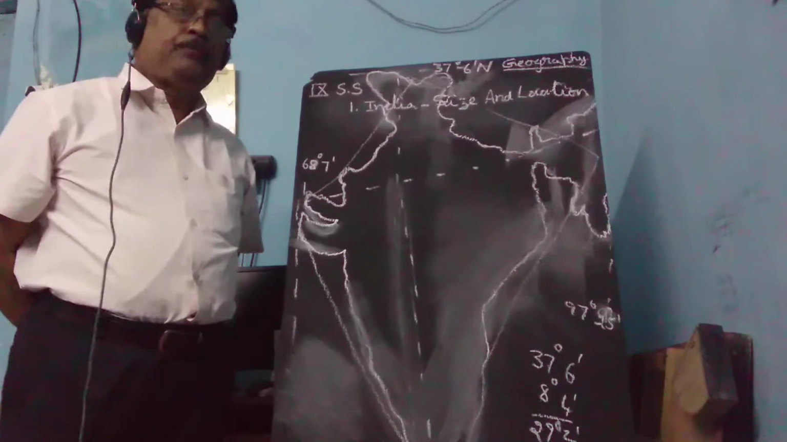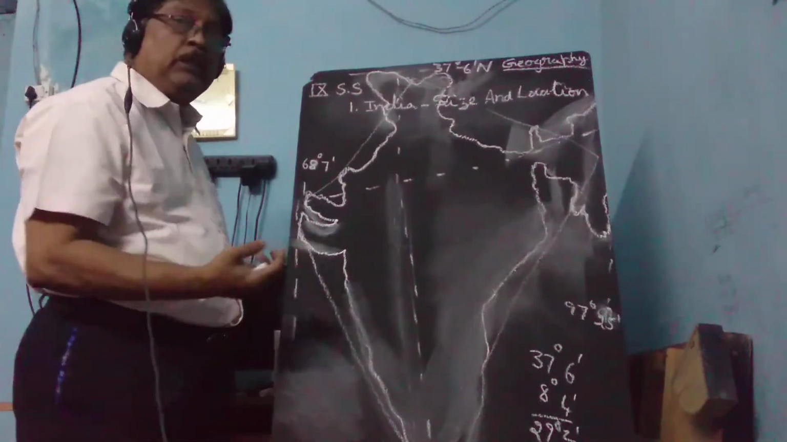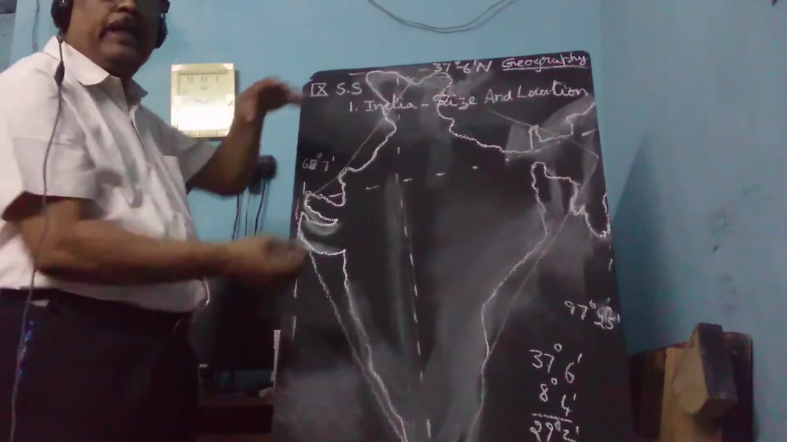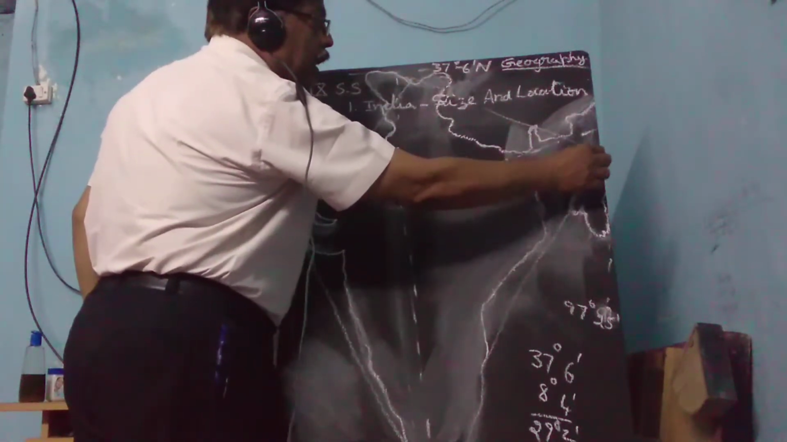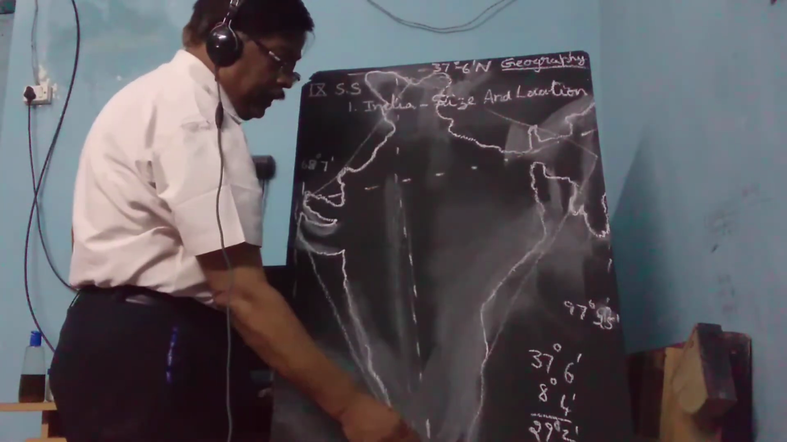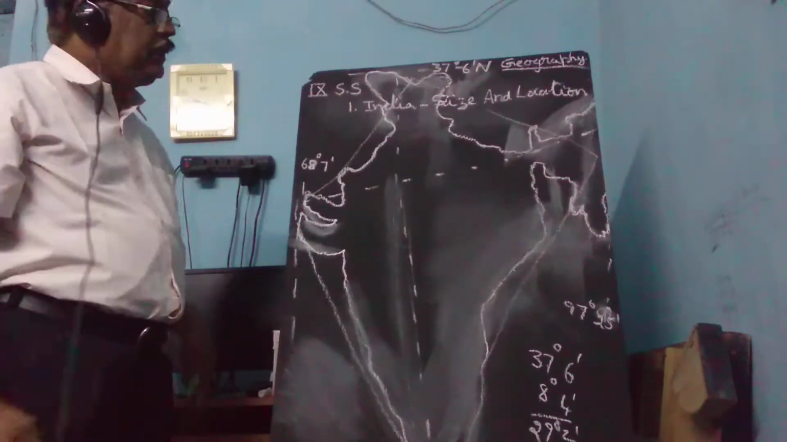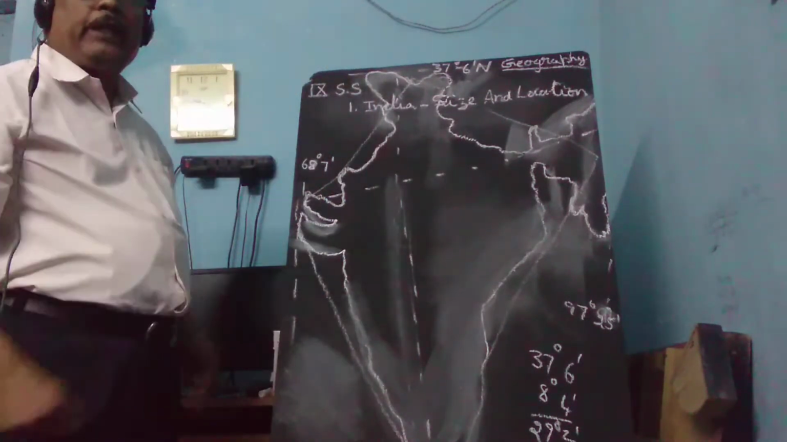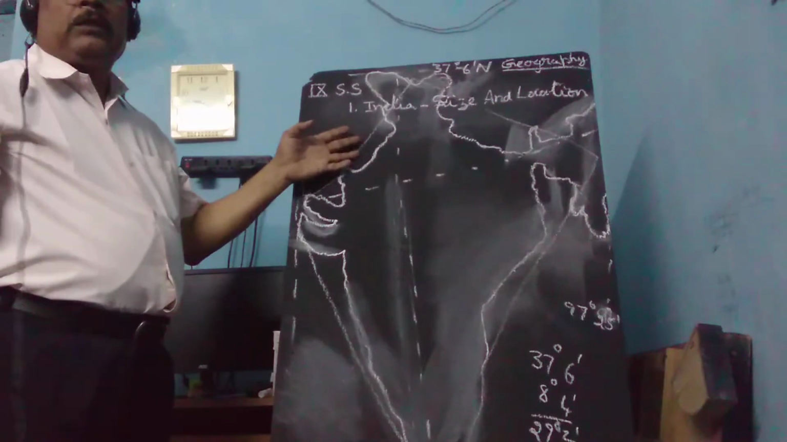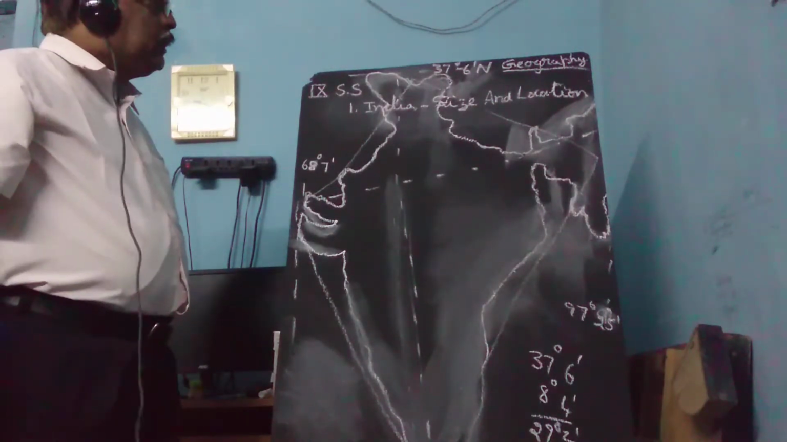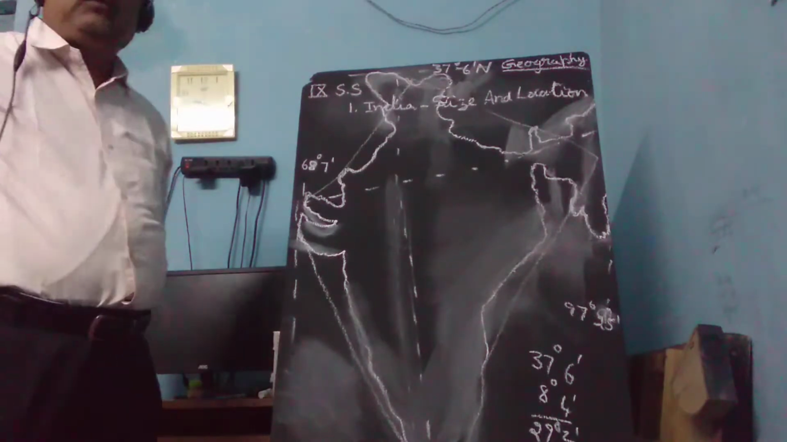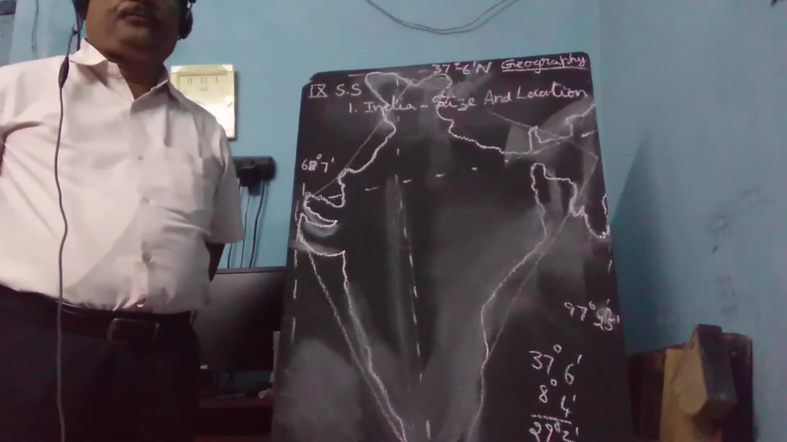Rhombus, you know, children? A rhombus is the joining of two triangles. That is, on the northern side a triangular shape, and on the southern side also a triangle shape. It is the joining of two triangles making a square or rhombus.